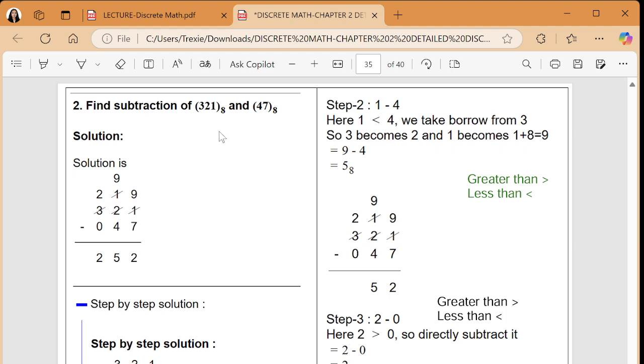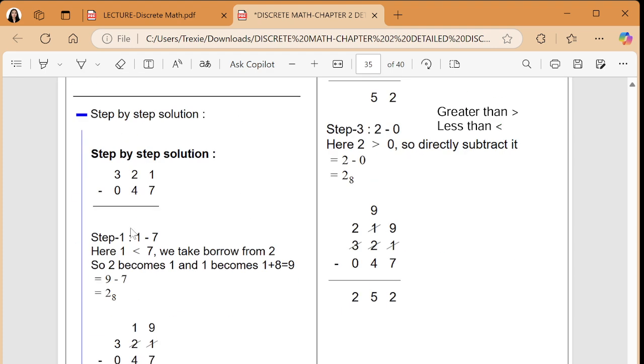So how about 321 octal minus 47 in octal? To do that, here's our step-by-step solution.